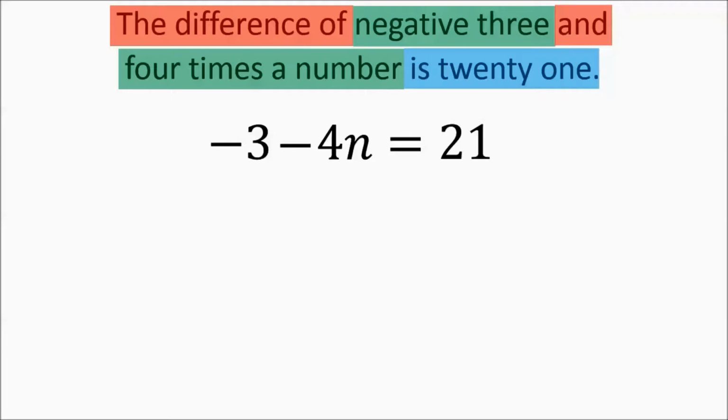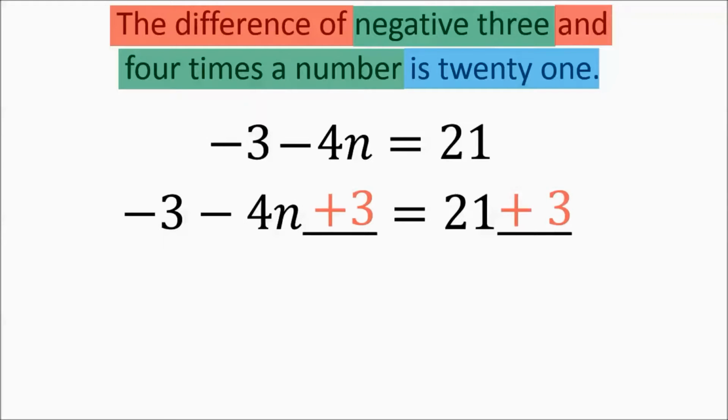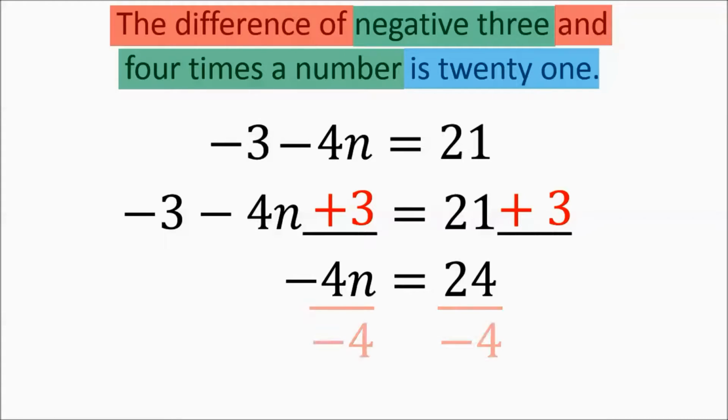They've changed the order of the terms a little bit. We're going to add 3, then divide by negative 4. So we're going to show the adding 3. The negative 3 and the positive 3 cancel each other out, and we just add these two. We're going to divide both sides by negative 4. And we end up getting n equaling negative 6.